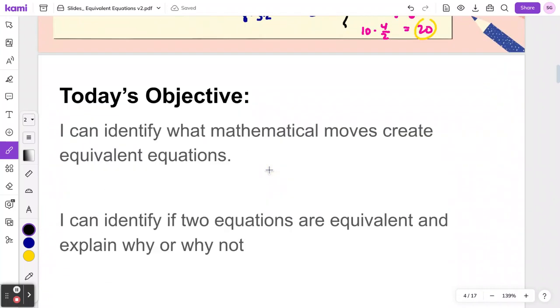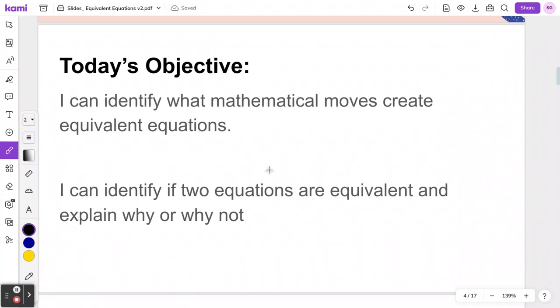Our goals in this lesson are these two statements down here. The first is I can identify what mathematical moves create equivalent equations, and we will talk about what that looks like. The second one is I can identify if two equations are equivalent and explain why or why not. You just know we love asking you to explain why something is equivalent or not equivalent.